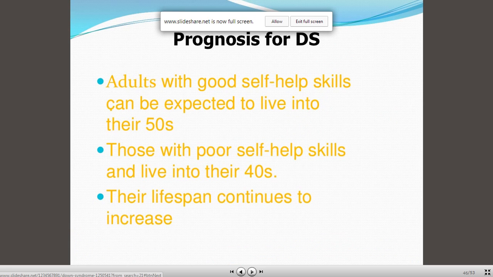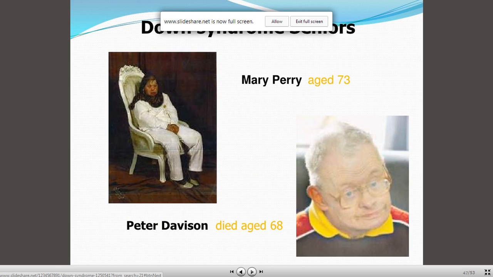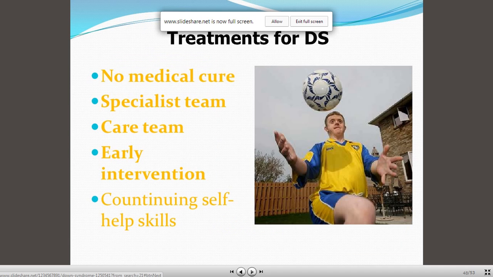Prognosis for Down syndrome. Adults with good self-help skills can be expected to live into their 50s. Those with poor self-help skills usually live into their 40s. Their lifespan, however, continues to increase. Treatment for Down syndrome: no medical cure, specialist teams, care team, early intervention, and continuing self-help skills.